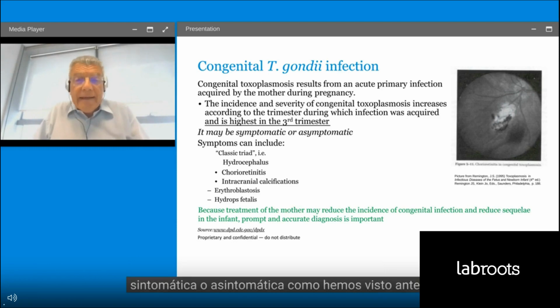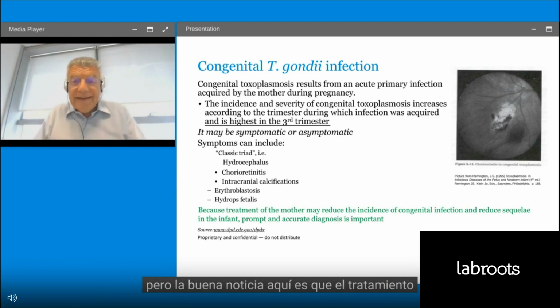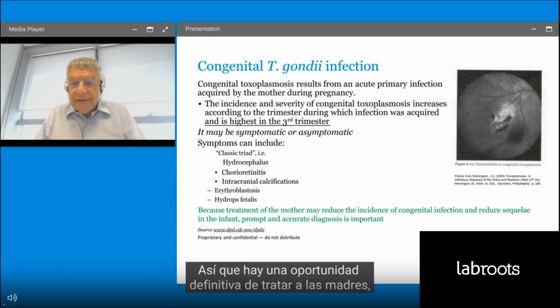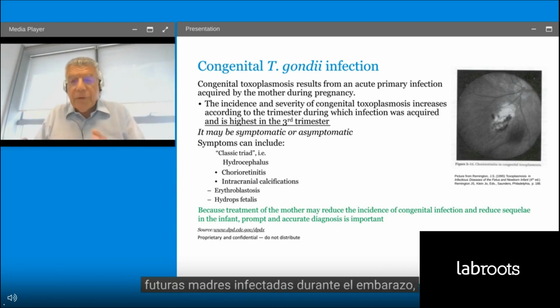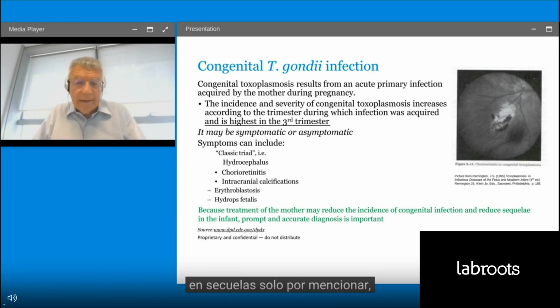And it may be, again, symptomatic or asymptomatic, as we have seen before. This is the classic triad of the congenital toxo: hydrocephalus, chorioretinitis, and intracranial calcification. You may have also other consequences, but the good news here is that the treatment has been established for years. So there is a definite chance to treat mothers, future mothers that are infected during pregnancy, in order to reduce the incidence of congenital infection and its sequelae.